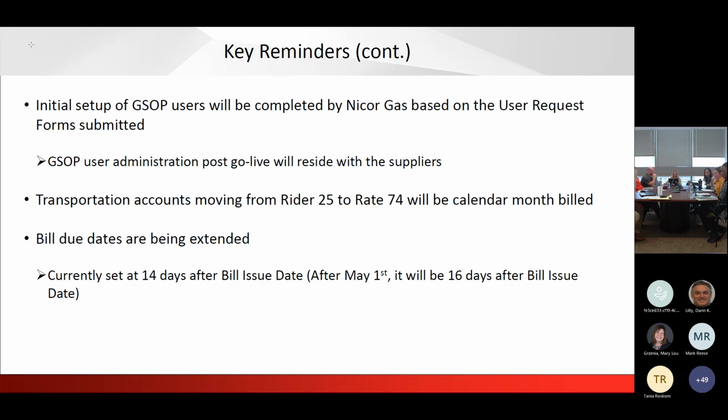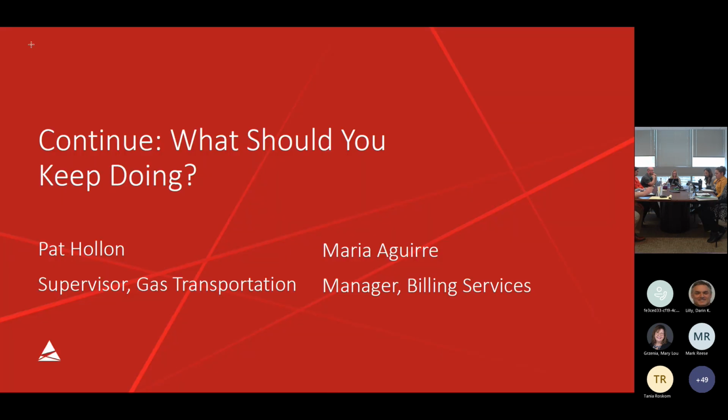Hey everyone, it's Maria Giri again. One of the key reminders for billing is that all transportation account customers moving from rider 25 to rate 74 will be calendar month bill. That would be from the first to the last day of each month. The bill due dates are being extended. Currently, they are set to 14 days after bill issue date. After May 1st, they would be 16 days after the bill issue date. And with that, we're moving along to what are the things that you should continue doing.